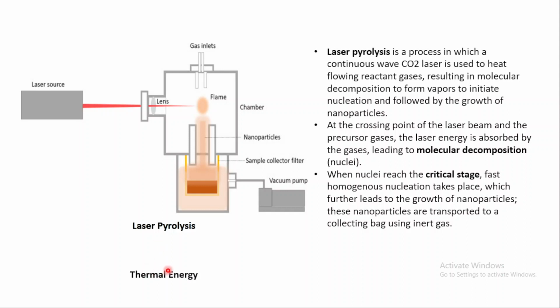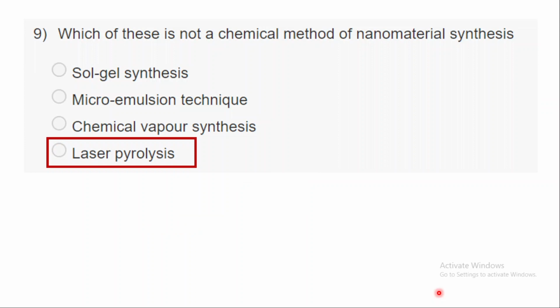And as we have understood, this uses thermal energy from the laser, and it is also one of the physical methods, as somebody in the comment correctly mentioned. So laser pyrolysis is a physical method, which is the answer to the question which of these is not a chemical method. Sol gel synthesis, microemulsion technique, chemical vapor synthesis are all chemical methods.